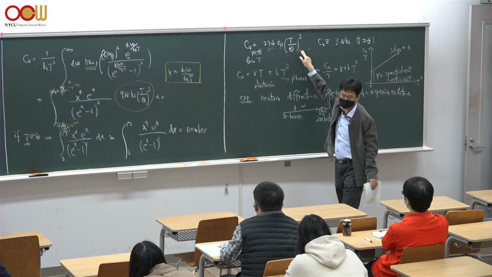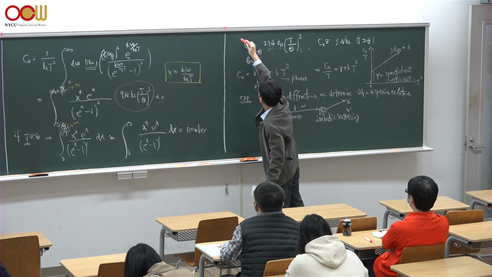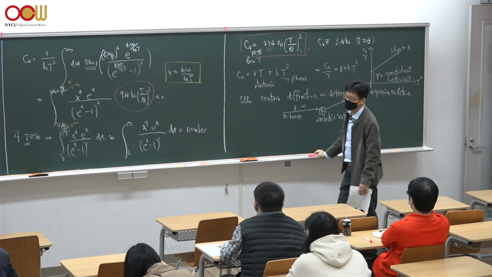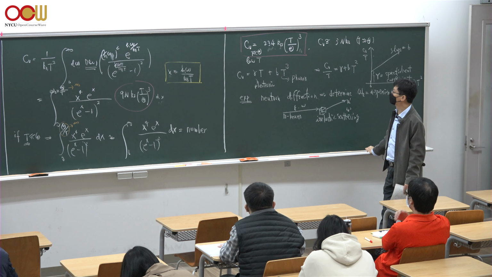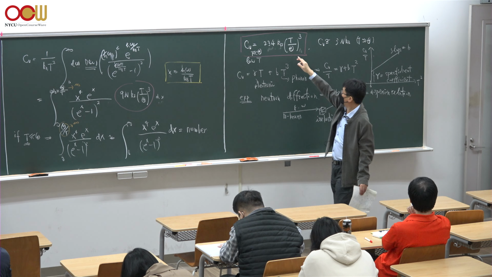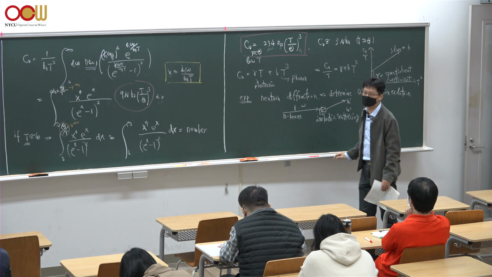here. So this is the final answer for the specific heat contributed from the phonon, taking the low temperature limit. You can see that the CV is actually cubic in temperature, T to the power of 3.